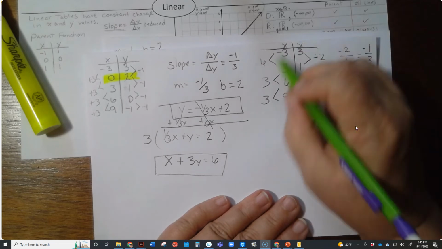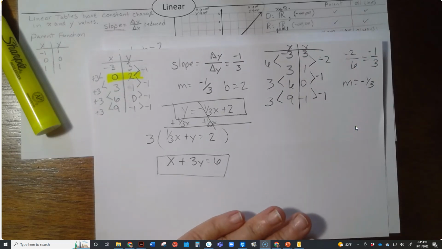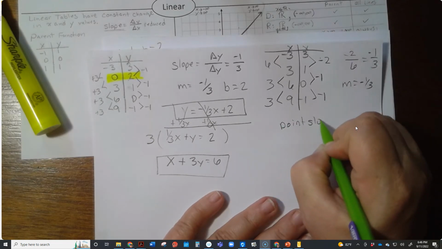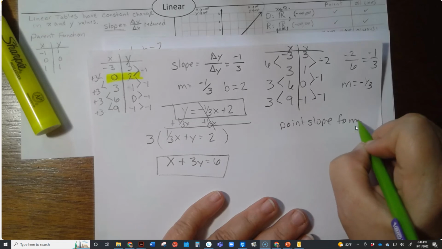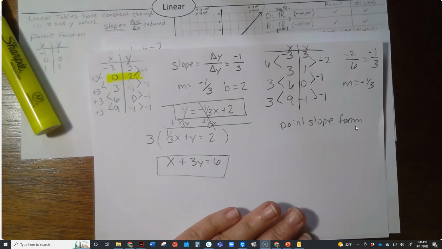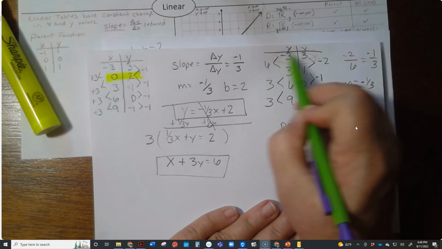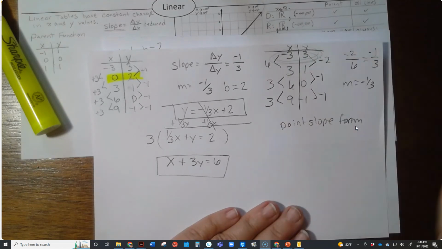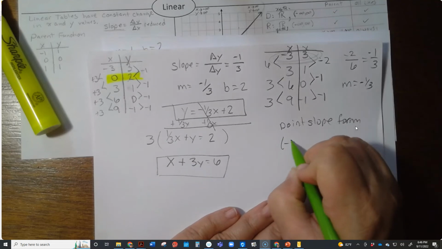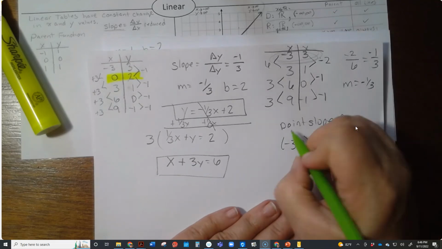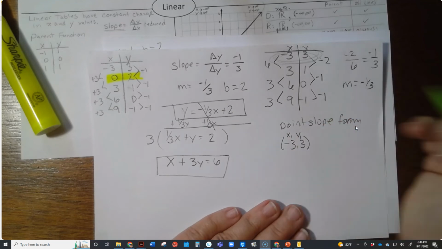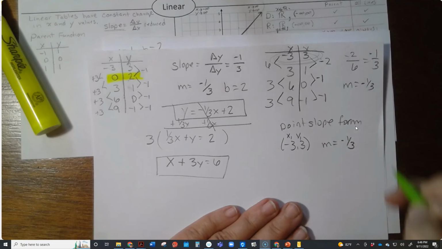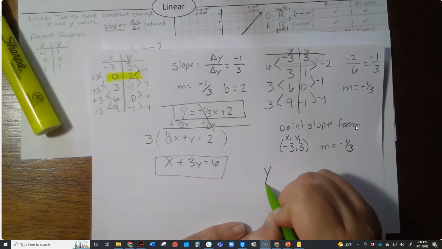But if they didn't give us the y-intercept, then what would you do? You would use point slope form. And point slope form works with any point. So you could take this point right here or this point or this. It doesn't matter which point. I usually take the first one that's on the table. Negative 3, 3 is my point. I call that x1, y1. My slope, I've already found that to be negative 1/3, and then I just simply plug in the formula.